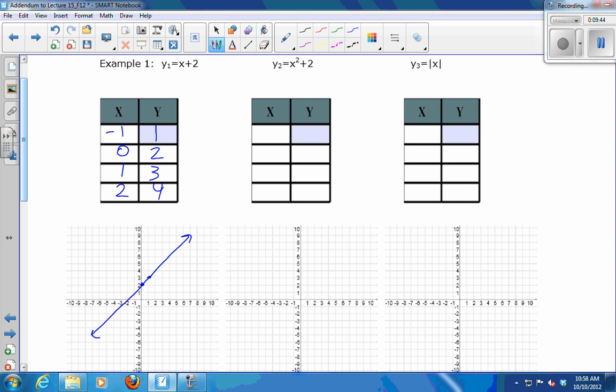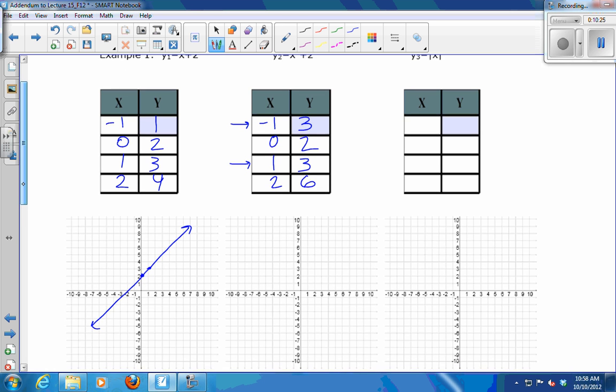Okay, y equals x squared plus 2. Let's try a few different x's here. If I plug in a -1, what do I get for y? 3. Great. And if I plug in a 0, I get 2. What if I plug in a 1? 3 again. And if I plug in a 2, I get 6. All right. Is this a function? Yes. Each input is giving exactly one output, and it's okay to have two different inputs give the same output. That's allowed, right? So that's allowed.